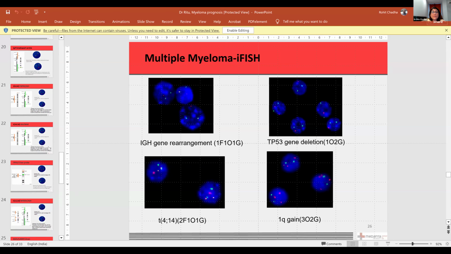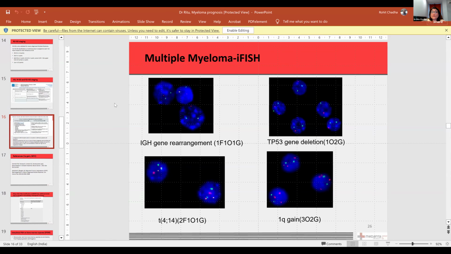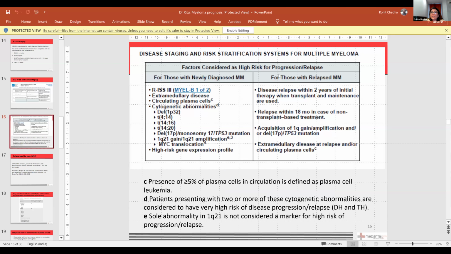So I'll just come back to the progress. Disease staging and risk stratification for myeloma: the factors considered for high risk of progression in a newly diagnosed case of myeloma will be extramedullary disease, circulating plasma cells more than 5%, which is now the cutoff for plasma cell leukemia, and cytogenetic abnormalities like 1q gain and the other high risk ones which we have already discussed.